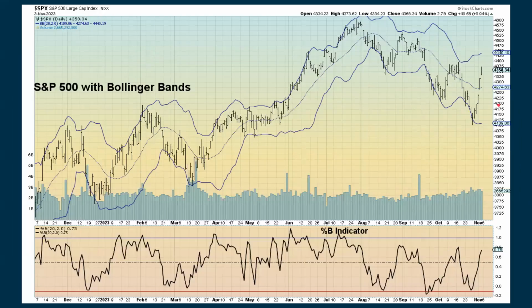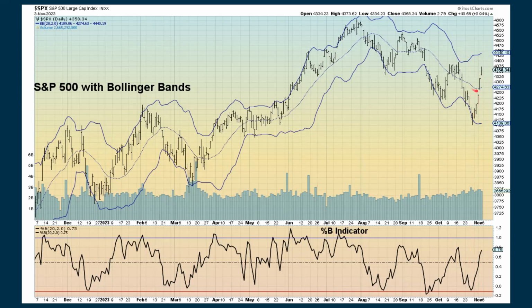And then Bollinger Bands. We use this to notice when we're going up or down really quick. On the bottom is the percent B indicator. And this starts to get extreme positive or negative when we close outside of the upper or lower Bollinger Band. Well, we had become close to being extreme negative before we turned around.